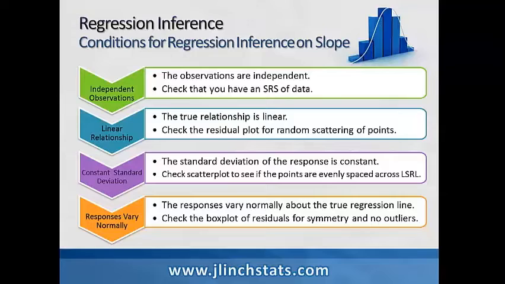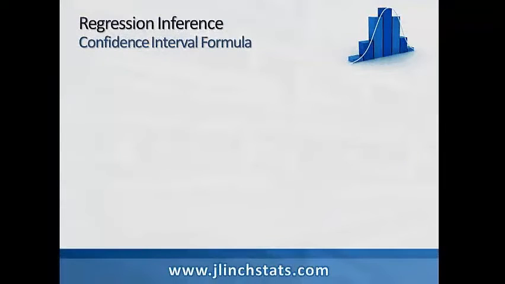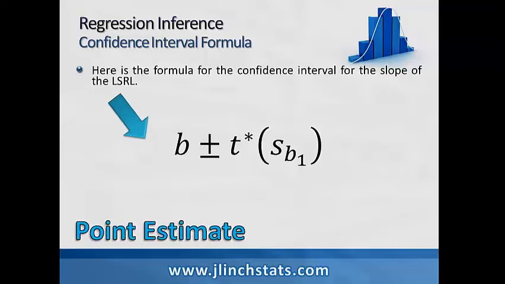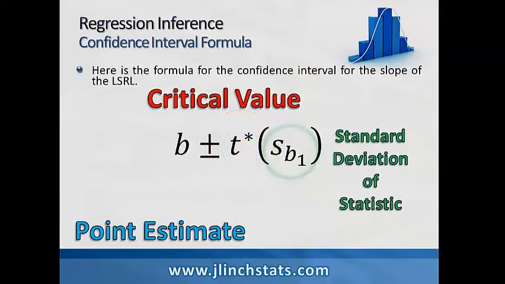Now let's talk about the confidence interval for a linear regression model. Here's the formula for the confidence interval for the slope of the least squares regression line. We're going to take our point estimate here, b, and add or subtract the critical value, t star, times the standard deviation of our statistic, b, which we're going to call s sub b sub 1.